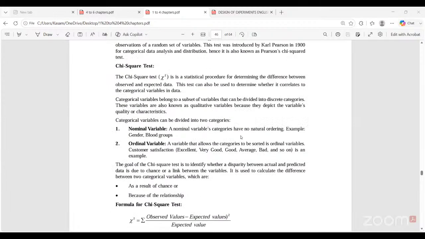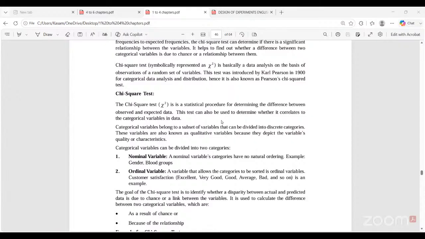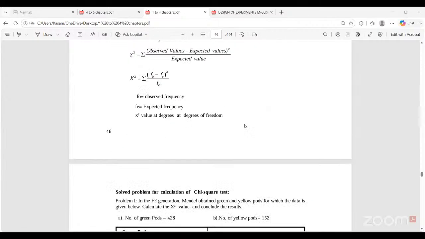All these you have to study: nominal variable, ordinary variable. Yesterday I told this one. What is the chi-square test? The statistical procedure for determining the difference between observed and expected data. The test can also be used to find the correlation between categorical variables of data.